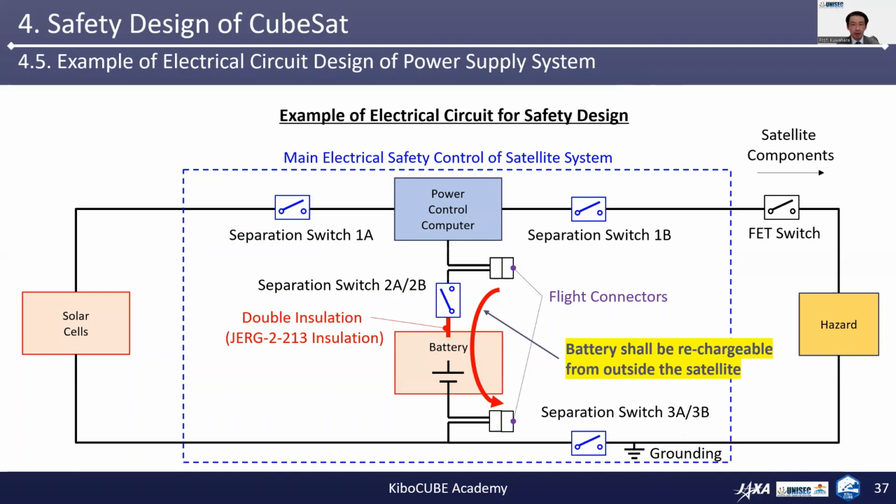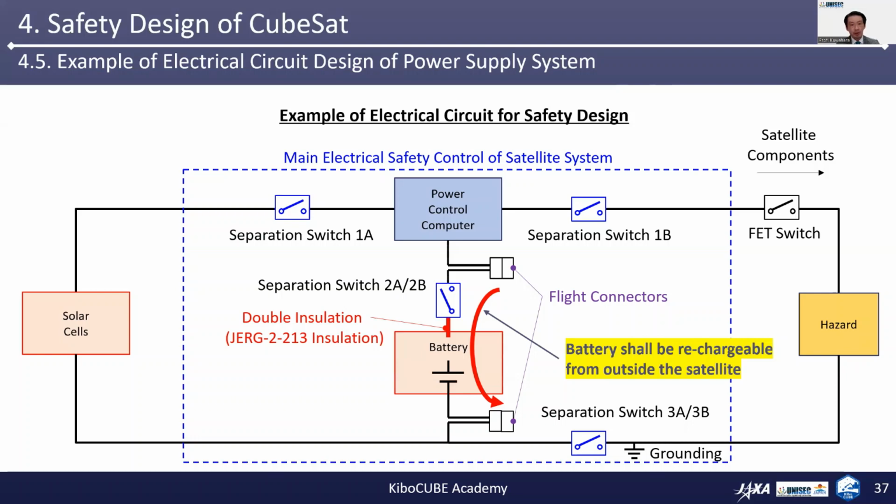In this way, the power supply from the solar cells and the battery to the satellite components are both protected with the 3 previously mentioned main switches, and also the power supply from the solar cells to the battery is protected by 2 switches and the power control computer as the 3rd inhibitor.